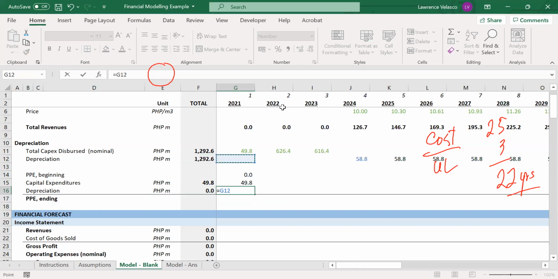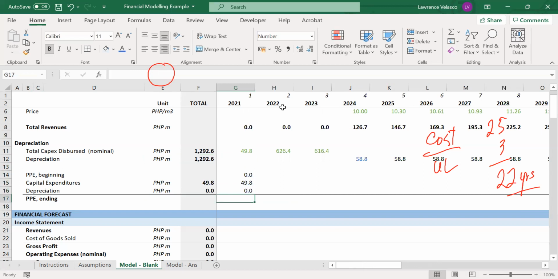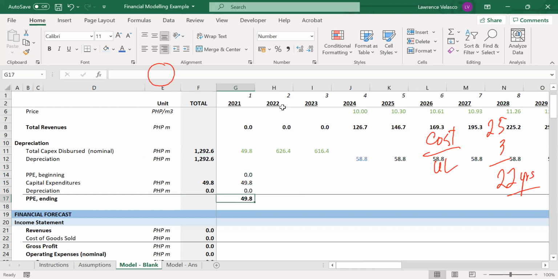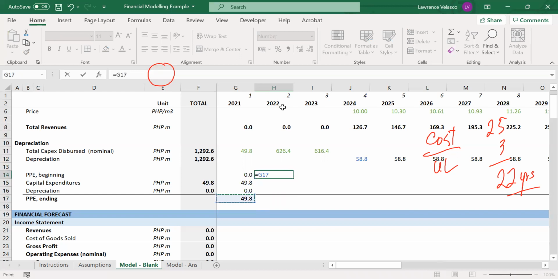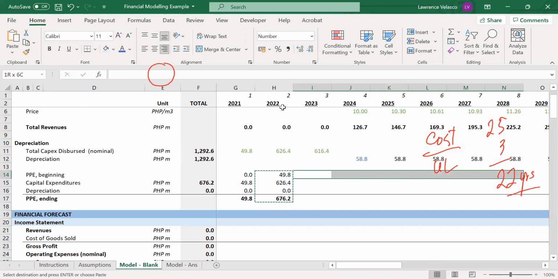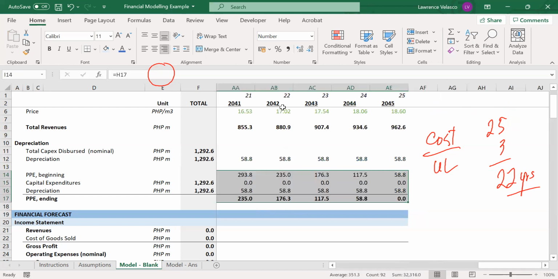Depreciation, so we can have it there, no? So the ending balance is PPE beginning plus additional capital expenditures minus depreciation. Okay? Pag ito dinrag ko hanggang dulo, 0 dapat. And that's what happened. No, my ending balance is 0.